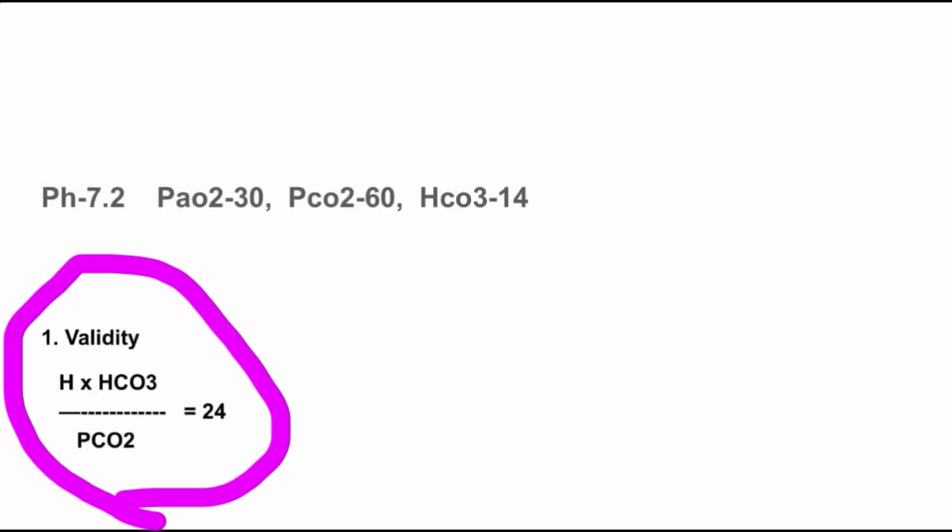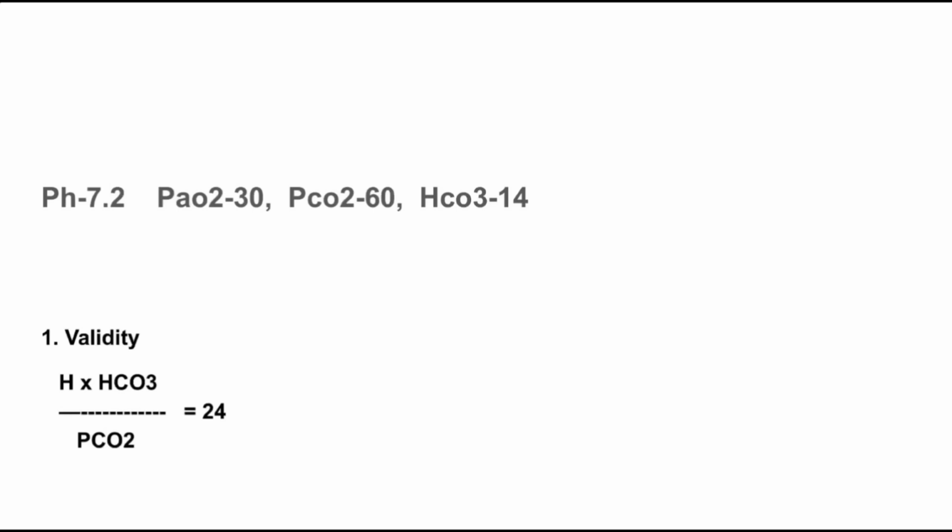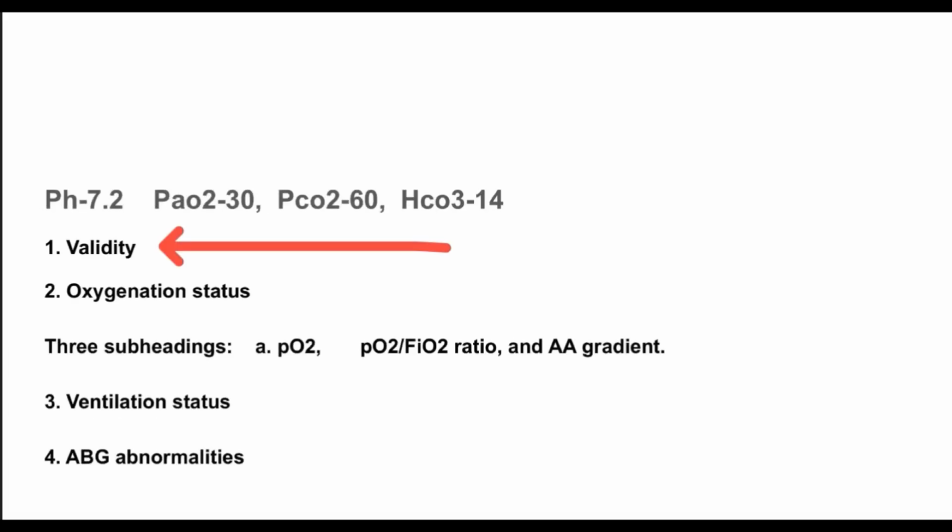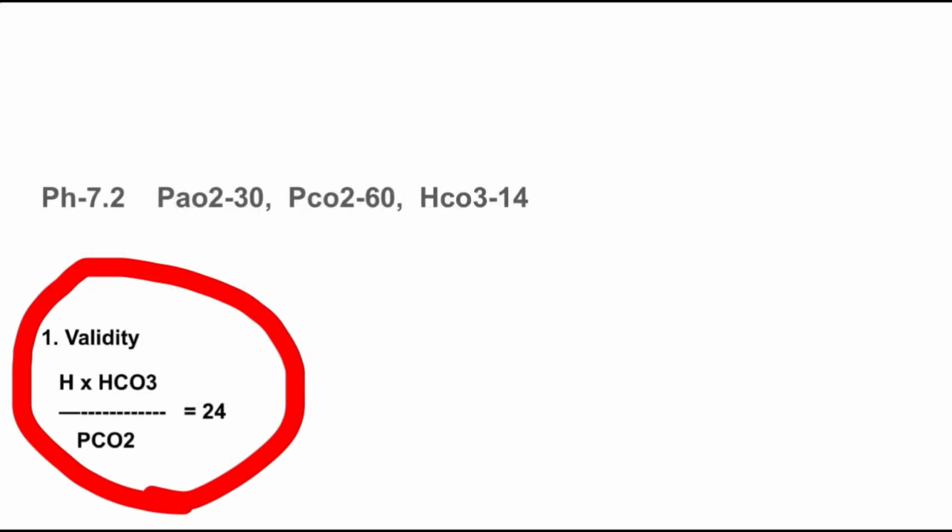So H into bicarbonate by PCO2 should be 24. If you get 24, that means it's a valid ABG. So first is validity. And how to calculate validity? H into bicarbonate by PCO2 should be 24.